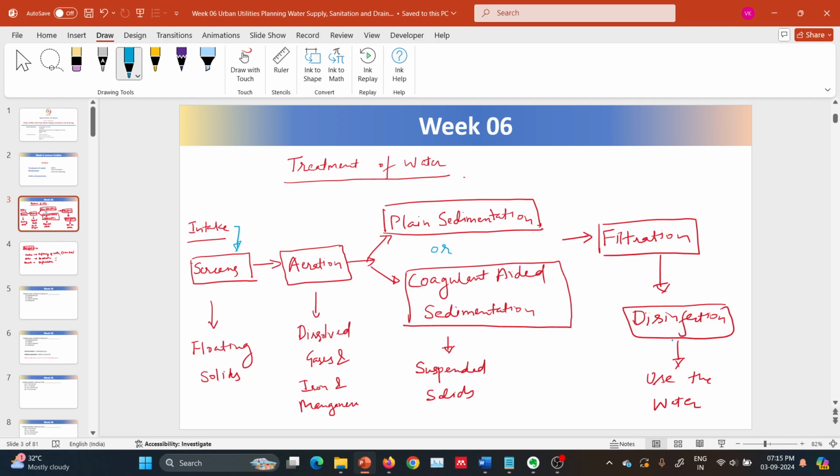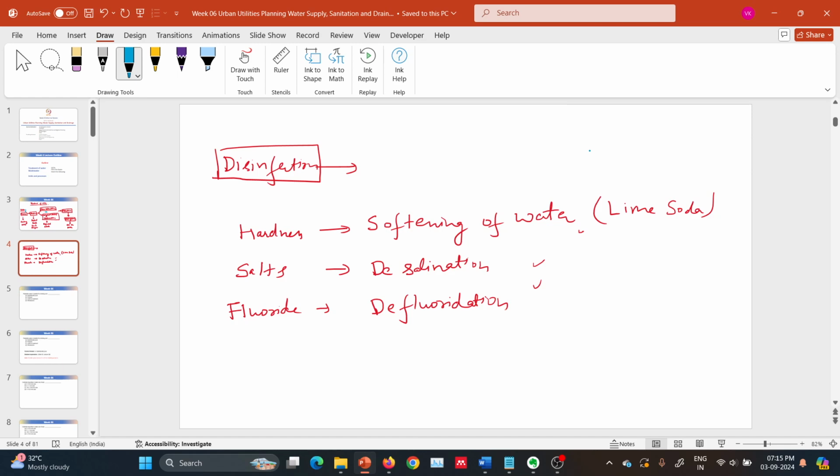Once the microorganisms are killed, we can use the water, especially for drinking. So disinfection is mainly provided for drinking purposes, to kill the disease-causing bacteria, because most of the diseases are due to the water.